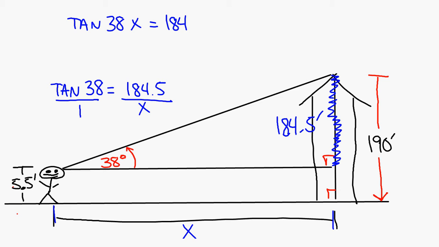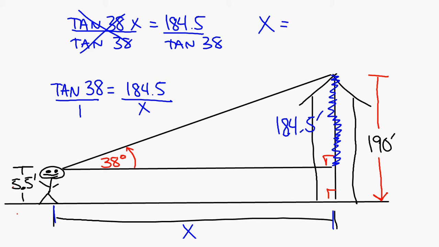And then if you divide both sides by tan 38, then x equals 236 feet. They want it to the nearest foot, so 236 feet.